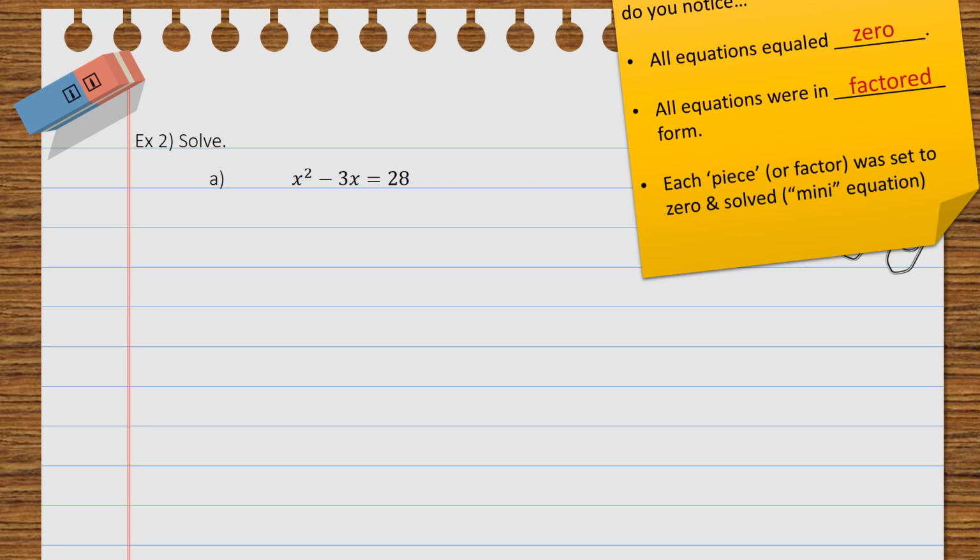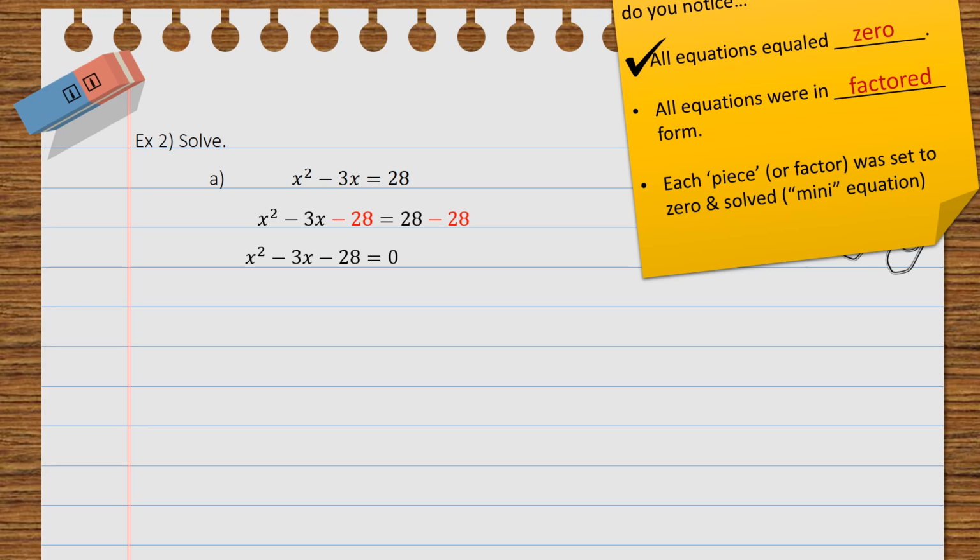Looking at example 2, the direction says to solve. And so for part A, we have x squared minus 3x equals 28. Now our steps are up in the corner of the screen. The first one says all equations equaled 0. Look at your equation. Does it equal 0? No, it equals 28. So we need to get rid of that 28, which means we need to subtract both the left and the right side by 28, which gives you x squared minus 3x minus 28 equals 0. Now that it equals 0, we've done the first step.